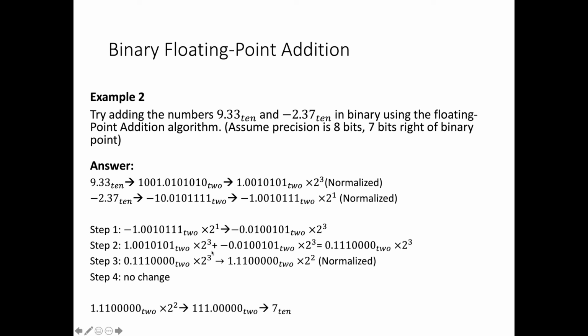So we can see that the result we get is 7, but actually 3.133 minus 2.37 should be 6.96. So we did not get a really accurate result. The reason is that we assume the precision is 8-bit, so we ignored some bits here, and that's why we did not get a really accurate result. If the system is 8-bit, then we will get an inaccurate result. Right now, almost every system is 64 bits, so we should get a more accurate result.